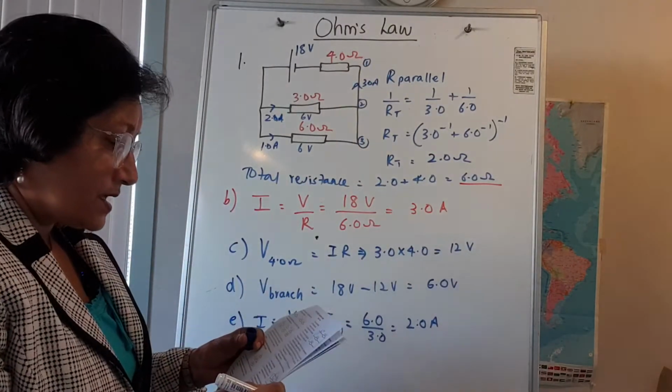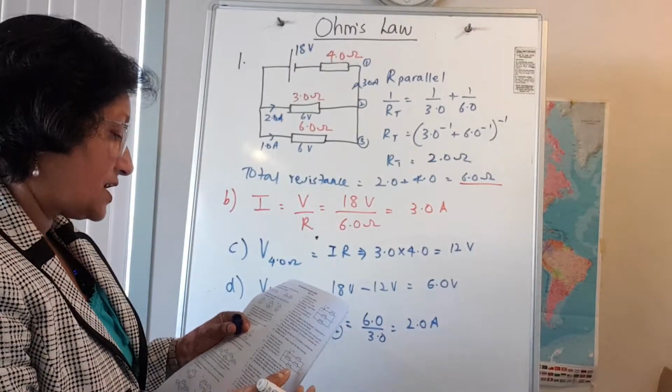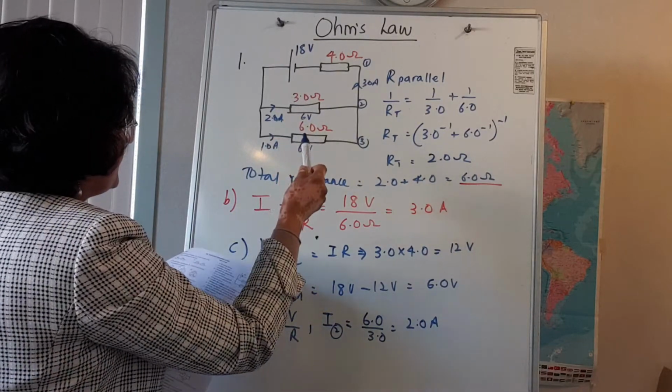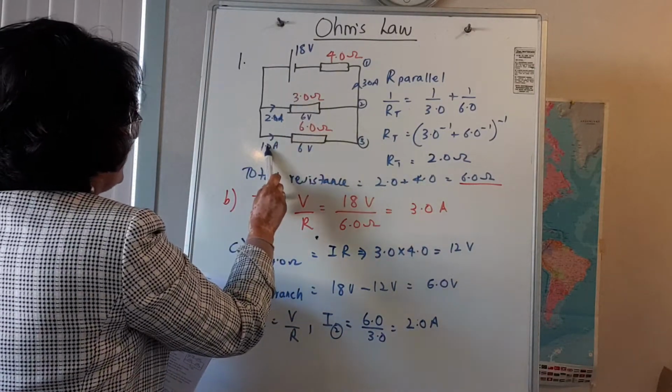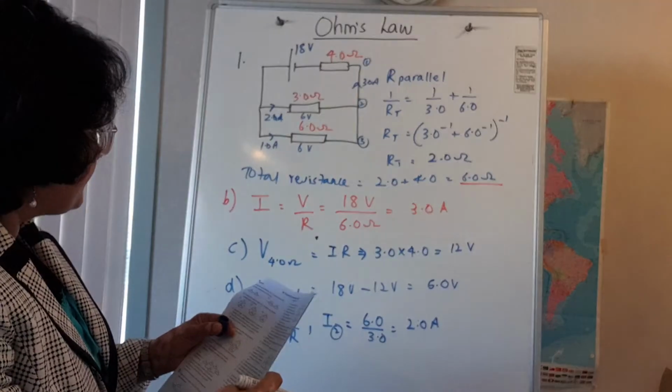Okay? Then use the current through the 3 ohm resistor to calculate the voltage across this. We kind of did this. This is like repeating the question. 2 times 3 is 6 and 1 times 6 is 6. So the voltage across them is the same.